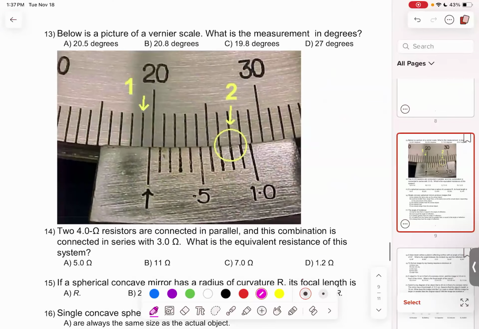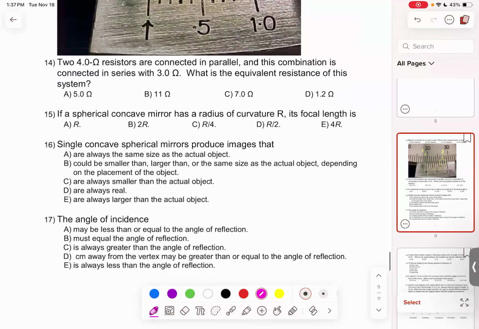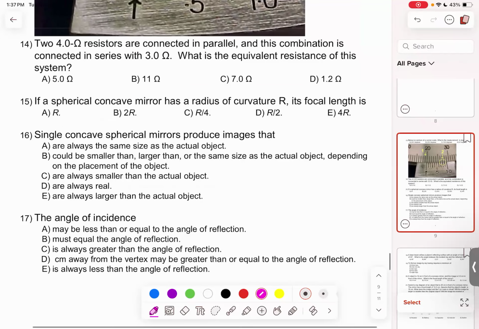Don't worry about number 13. That's more applicable for my face-to-face class. So we can bypass that one. All right, 14.